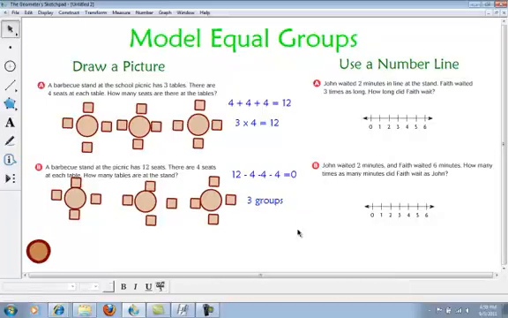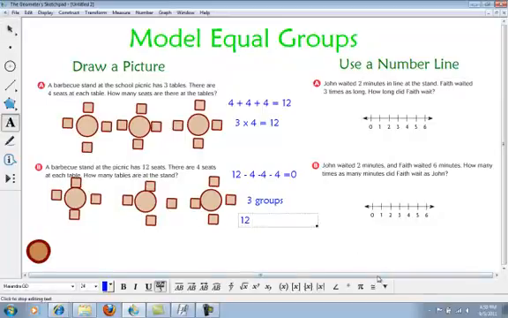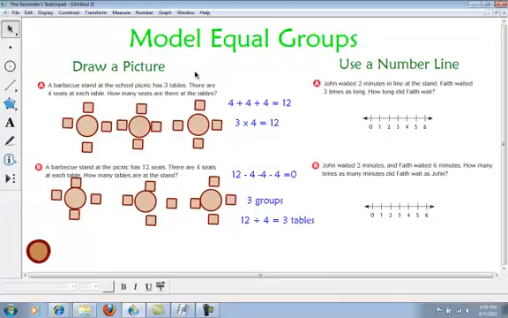Another way we can write that is 12 divided by 4. 12 put into groups with 4 in each group is going to give us 3 tables. So that's how we can model equal groups by drawing a picture. But we can also model equal groups by using a number line.